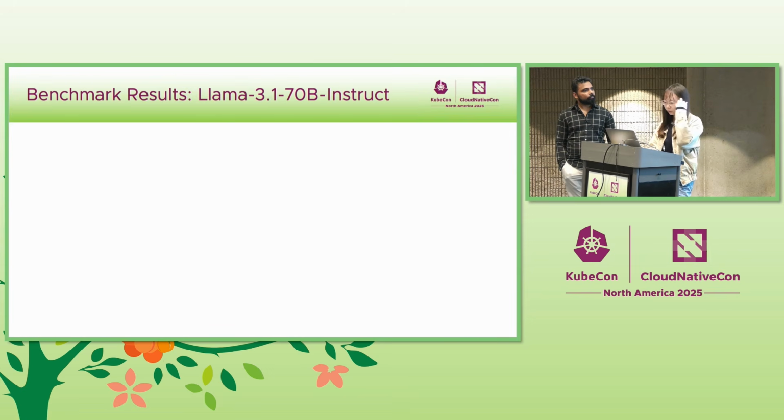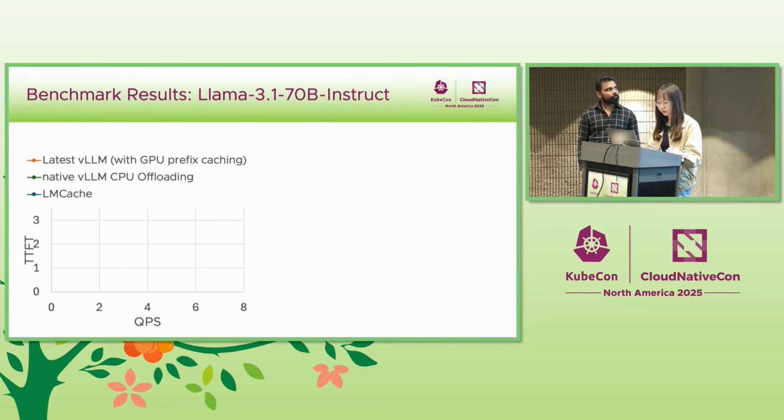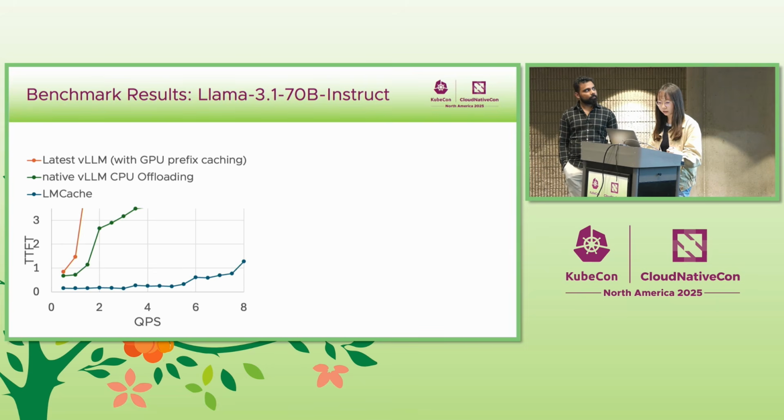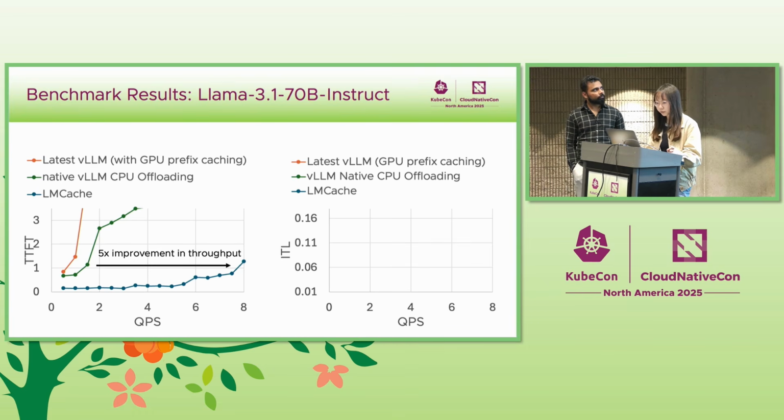Now I'll show results on a larger model, Llama 3.1 70B. In this figure, this is vLLM's CPU offloading, and LMCache. Here we can see that at the same level of TTFT, LMCache greatly improves the throughput by 5x. And similarly, in terms of ITL, this is vLLM's CPU offloading and LMCache. Under this scenario, on this larger model, LMCache can also greatly improve the performance.